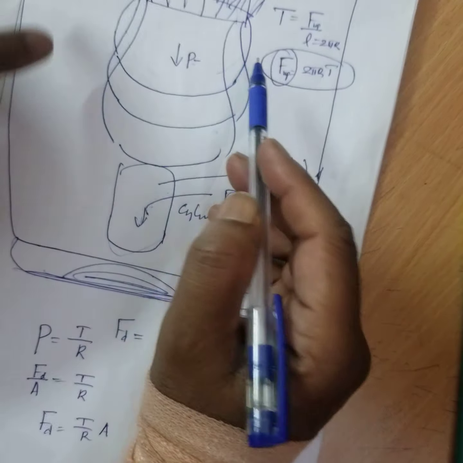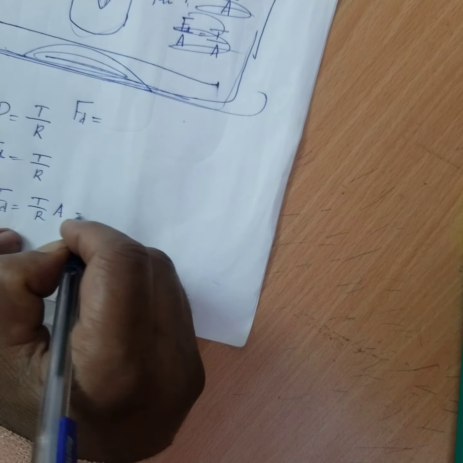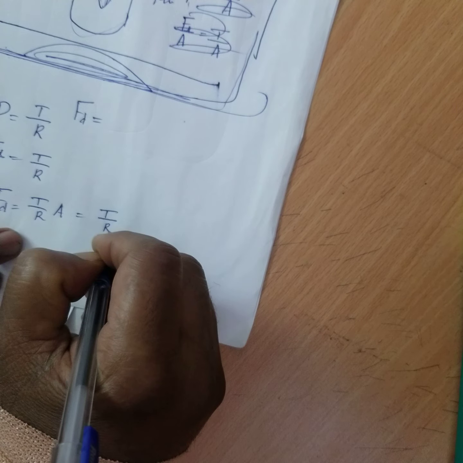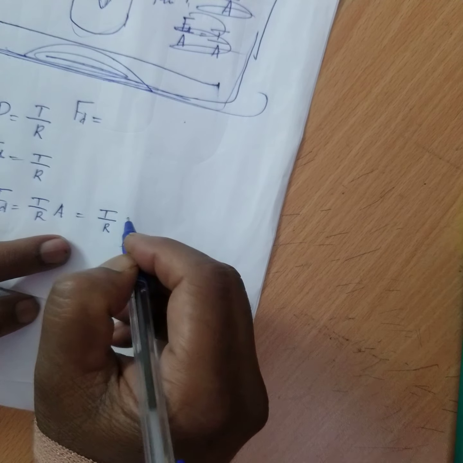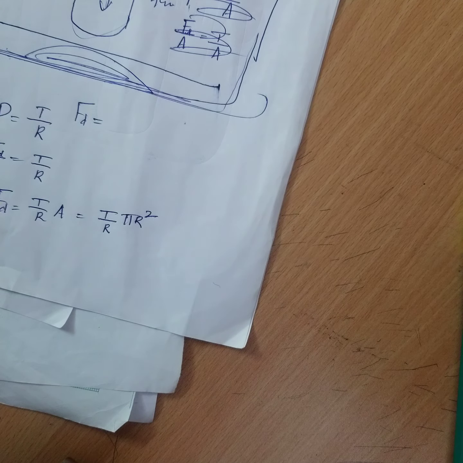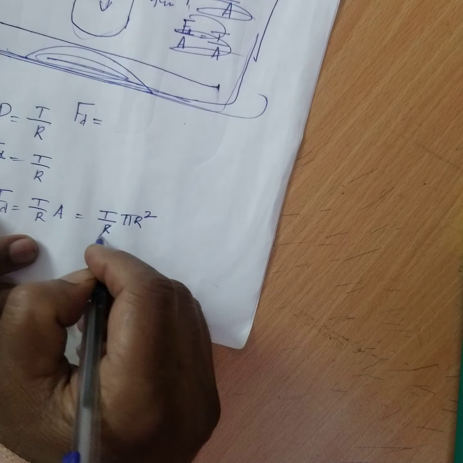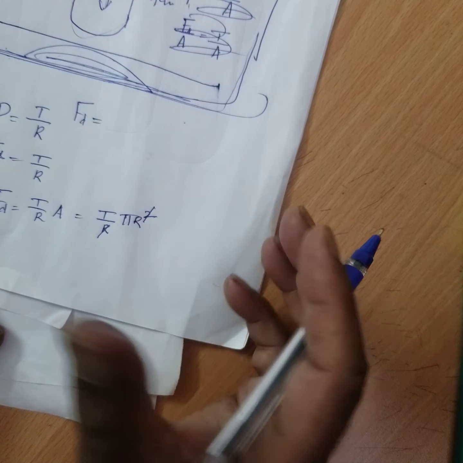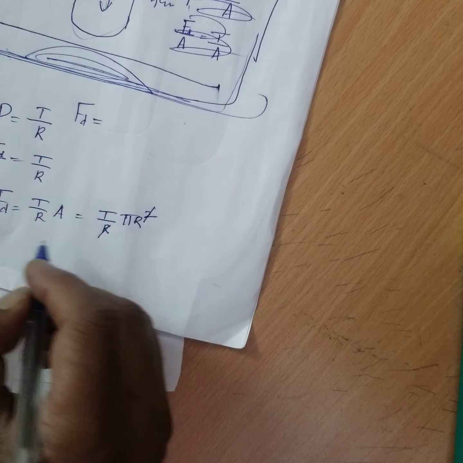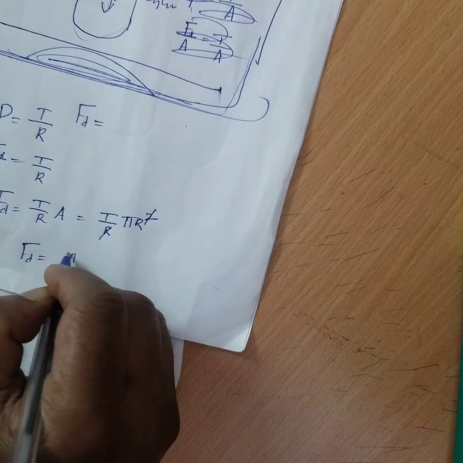But A is what? Area of the sphere, is it not? Area is equal to T by R into pi R square. Pi R square, this R gets cancelled. Therefore, pi T R.